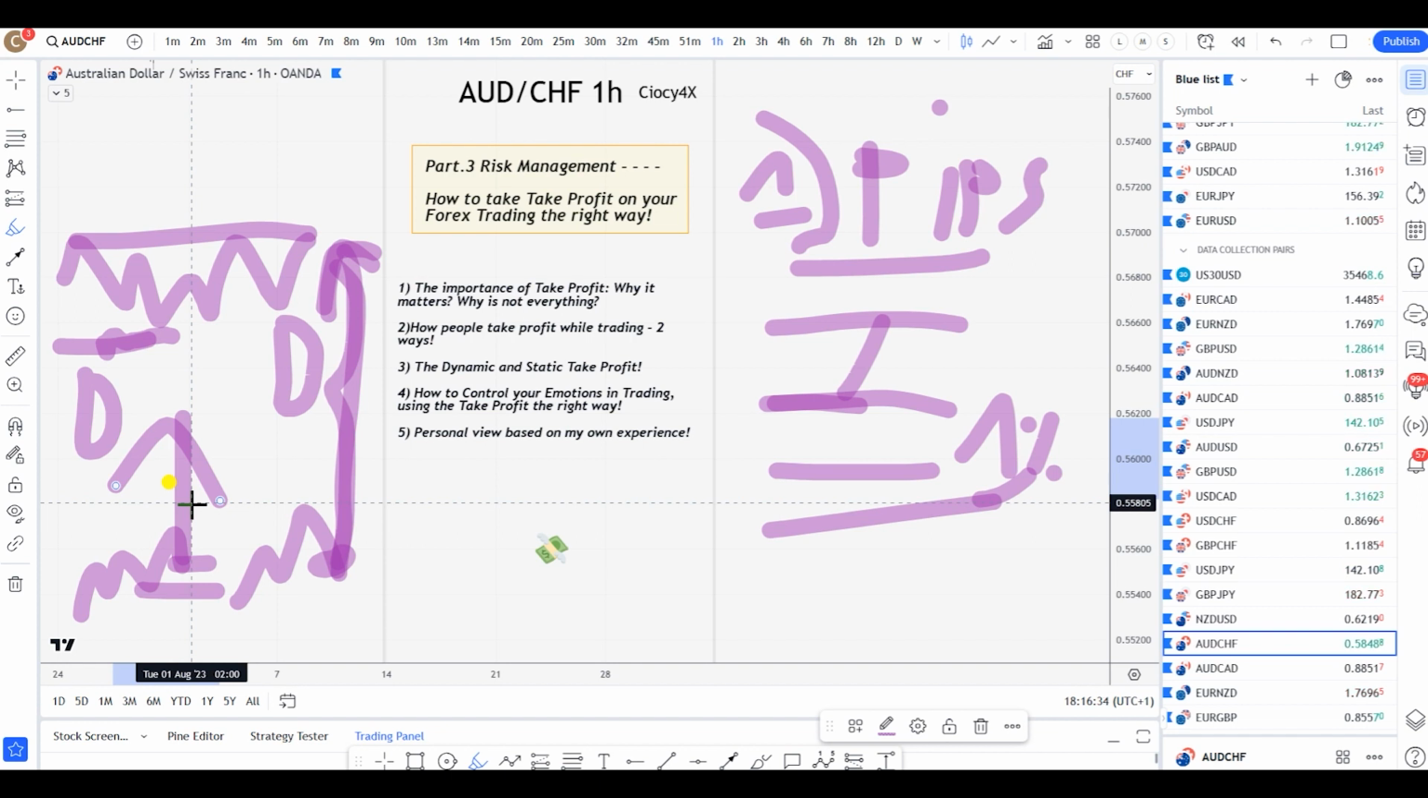If I want to take partial, the same story. I don't care if there is an FVG or whatever to the left. If I hit, let's say, 1 to 3, 1 to 4, and I want to take partial, once I hit that, I close it. And that's it. I let the rest run. So this is static, okay?